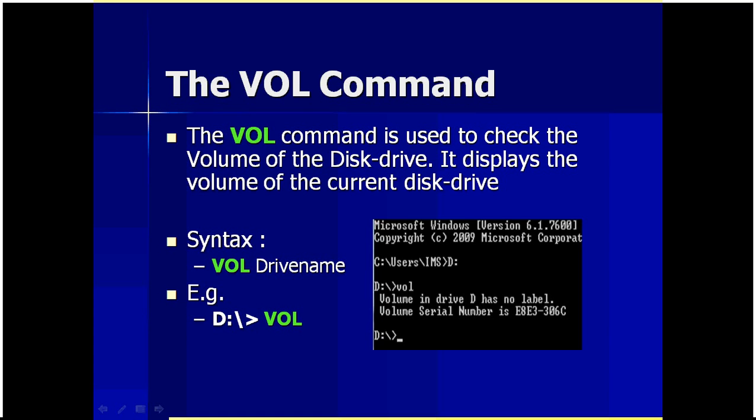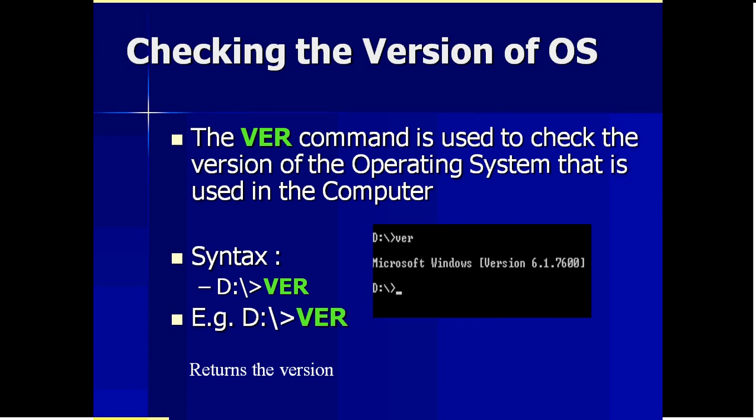Now the next is, if you want to check the version of your operating system, then the command is ver, version. Go to drive D and type ver, then it returns the version. It shows the Microsoft Windows version.